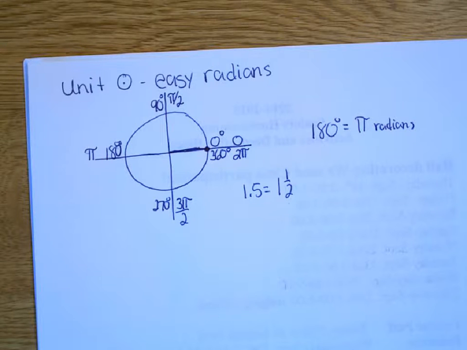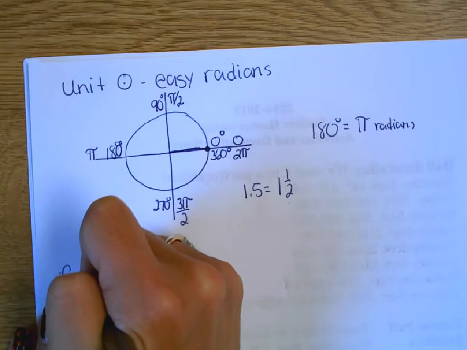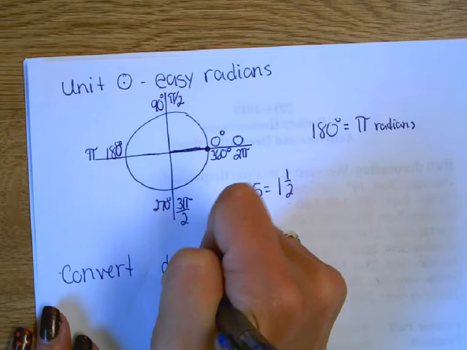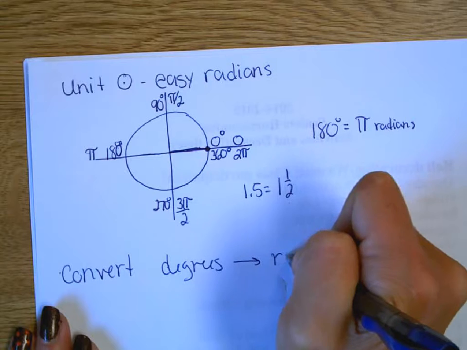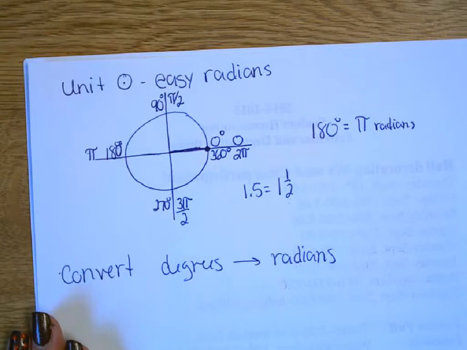So one of the easy things you have to be able to do is convert from degrees to radians. And we're just going to use proportions to do that.